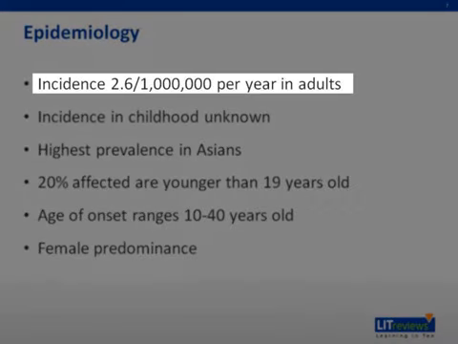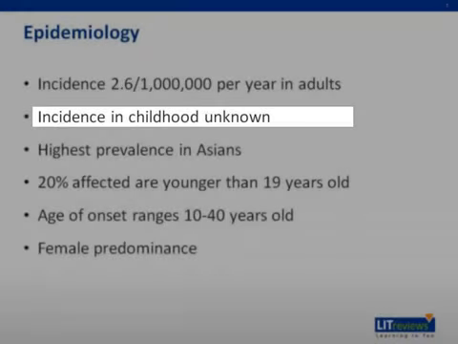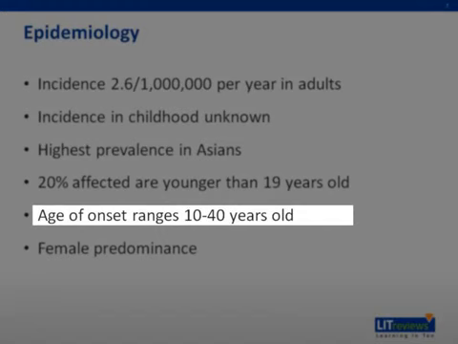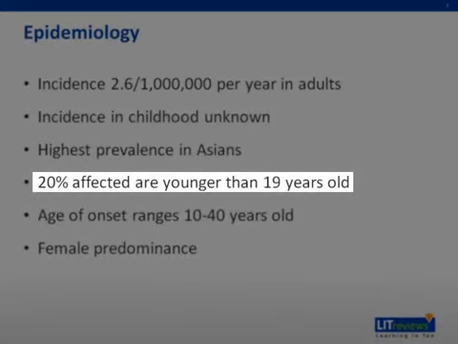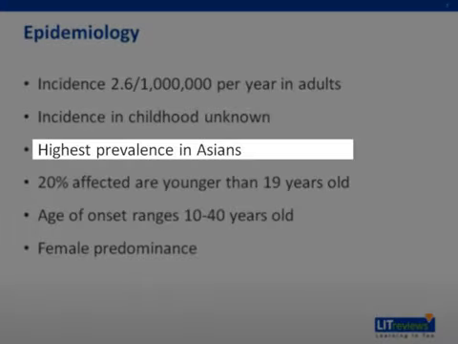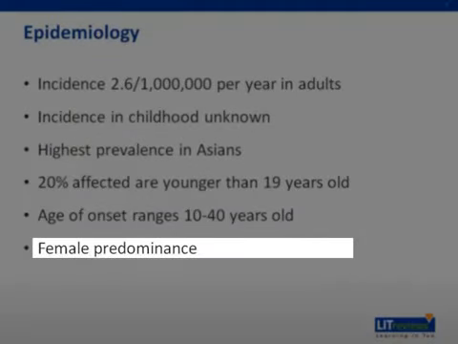TA has an estimated incidence of 2.6 per 1 million adults per year, and its incidence in children is unknown. Age of onset is typically between 10 to 40 years, and up to 20% of individuals with TA are diagnosed prior to age 19 years. The disease has the highest prevalence among Asians, though it is distributed all over the world and can affect all ethnic groups. TA has a female predominance, with an average ratio of 2 to 4 females affected per 1 male.